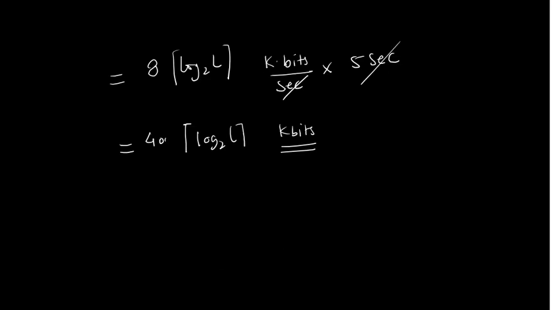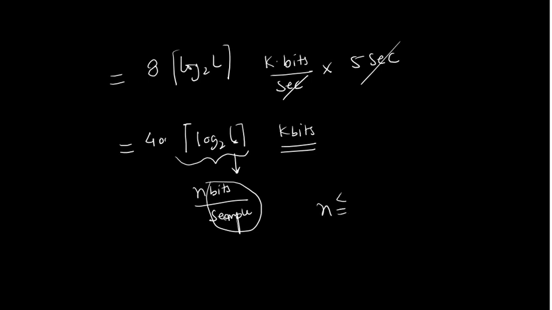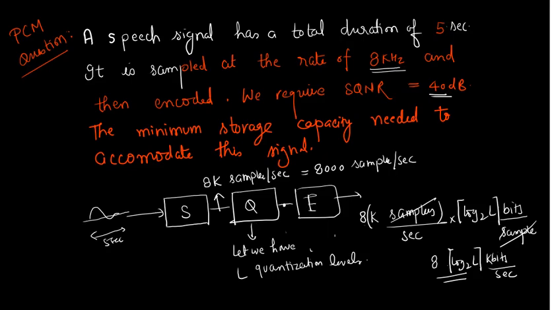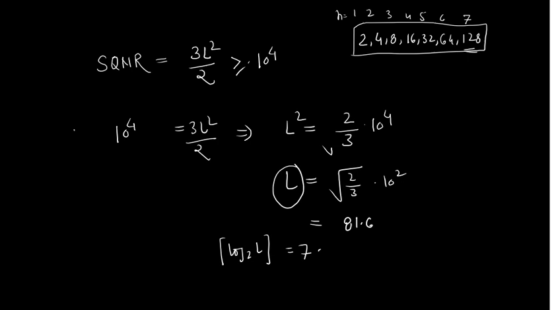So now our question boils down to just knowing what this value is. This is nothing but the number of bits which you want to represent per sample. So we just call it n bits per sample, and we need to evaluate this quantity. In order to evaluate it, we need to focus on the fact that we require an SQNR of 40 dB.